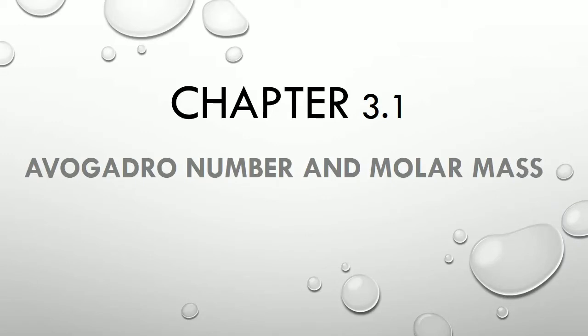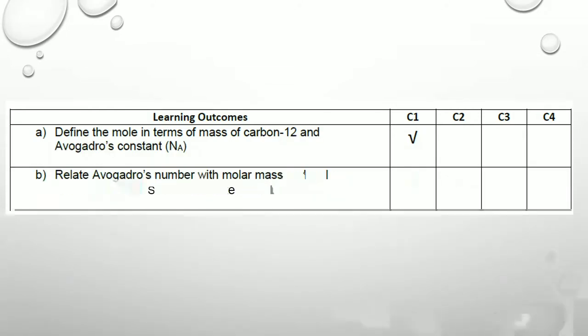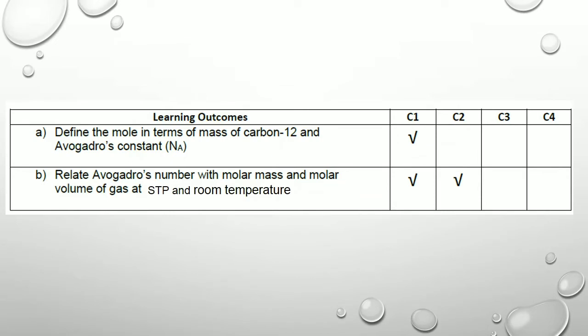Today we are going to discuss chapter 3.1, Avogadro number and molar mass. The objective of our session today is to learn how to define the mole in terms of the mass of carbon-12 and Avogadro's constant. We will also relate Avogadro's number with molar mass and molar volume at STP, which means standard temperature and pressure, and also room temperature. In this chapter, there will be a lot of calculation involved and you have to remember some of the formulas.